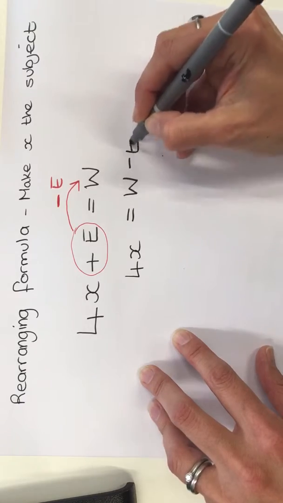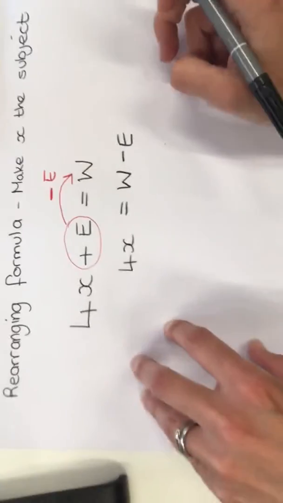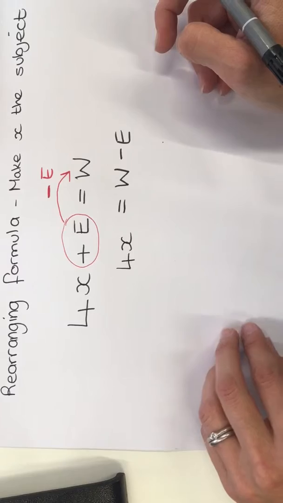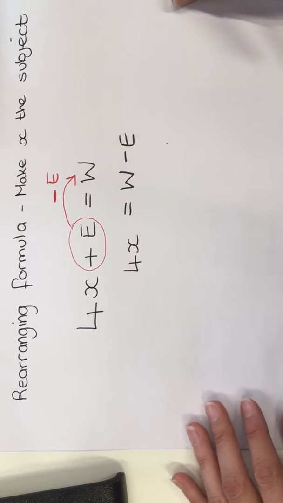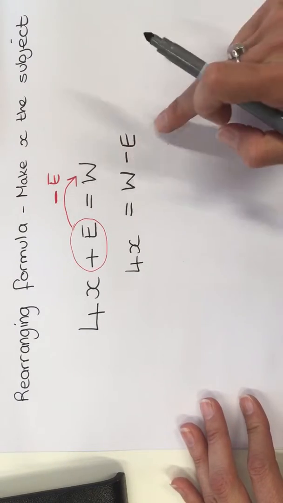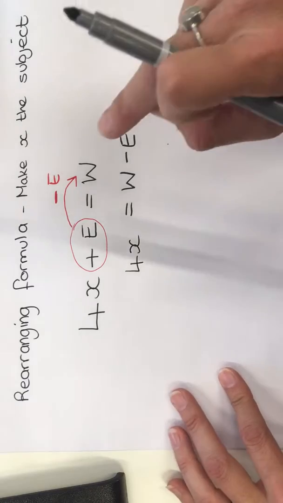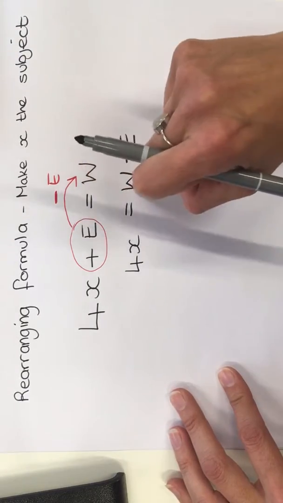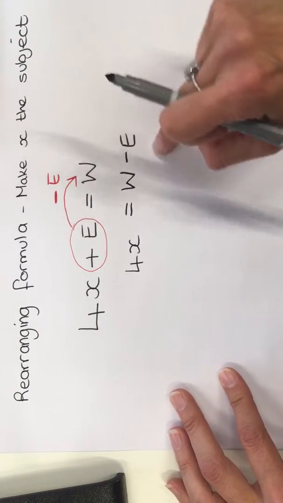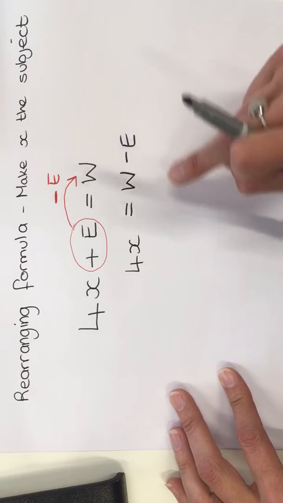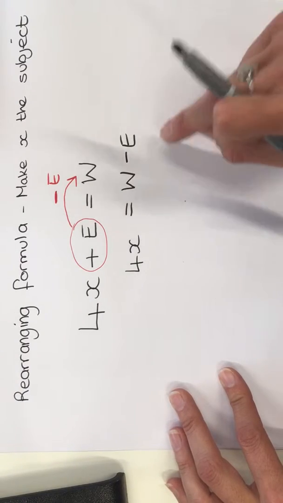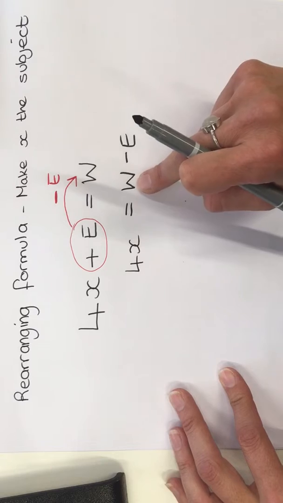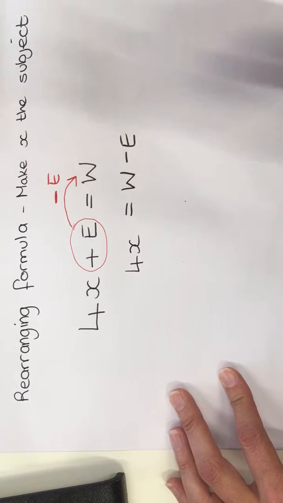from it. Now because they are letters and not numbers, I cannot simplify that, so I just have to write it as W minus E. It's important that you recognize the W is already there and you are subtracting E from it. Don't get mixed up, don't write E minus W, it's W minus E, because the W is already there and you are subtracting E from it.